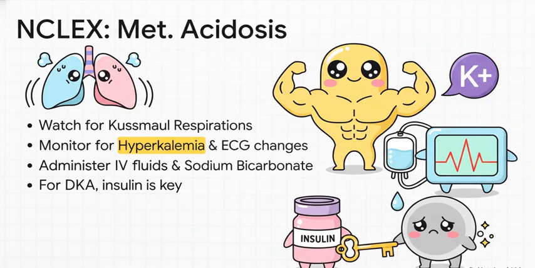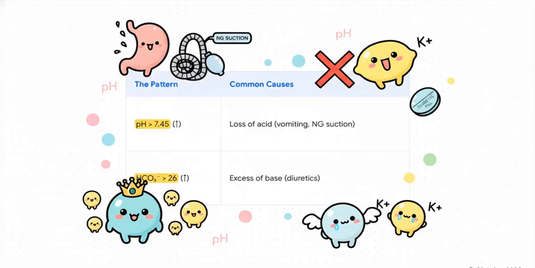As the nurse, your job is to treat the cause. If it's DKA, insulin is the key. You'll give IV fluids, and just like with the other acidosis, you're going to be watching that potassium level and the ECG like a hawk. And on the other side of the metabolic coin, we have metabolic alkalosis.